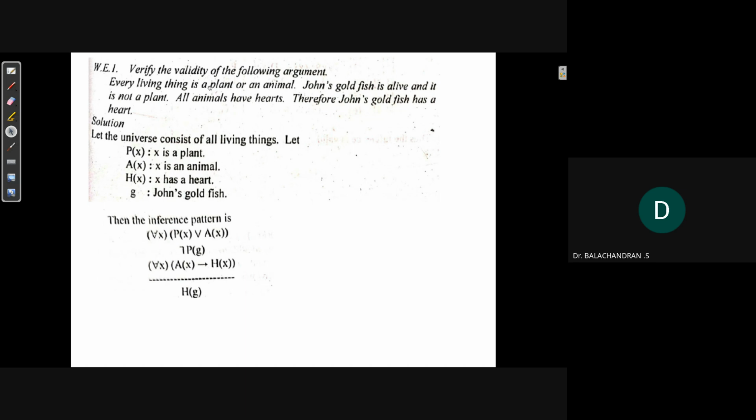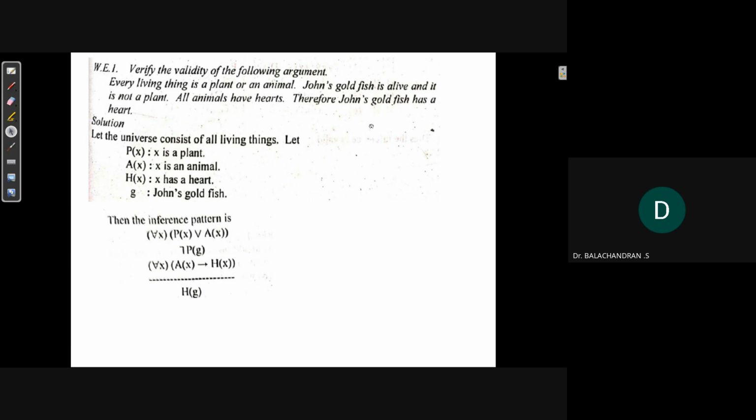So every living thing is a plant or animal. So for every x, x is a plant or, here OR, that's why I'll put OR, animal, A of x. Next, second premise, John's goldfish is alive and it is not a plant.